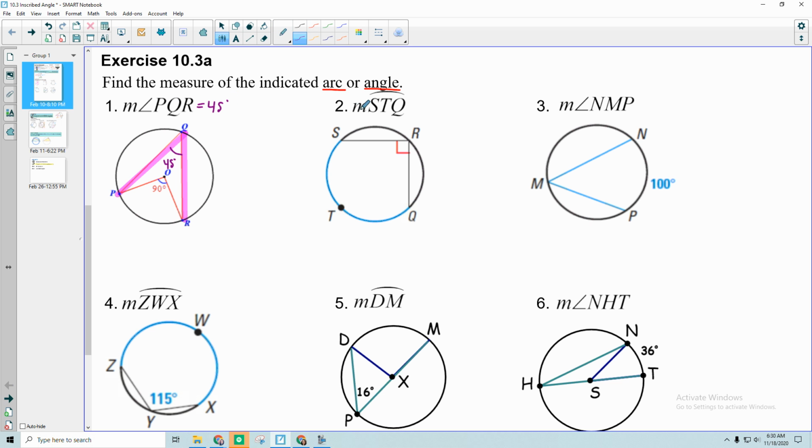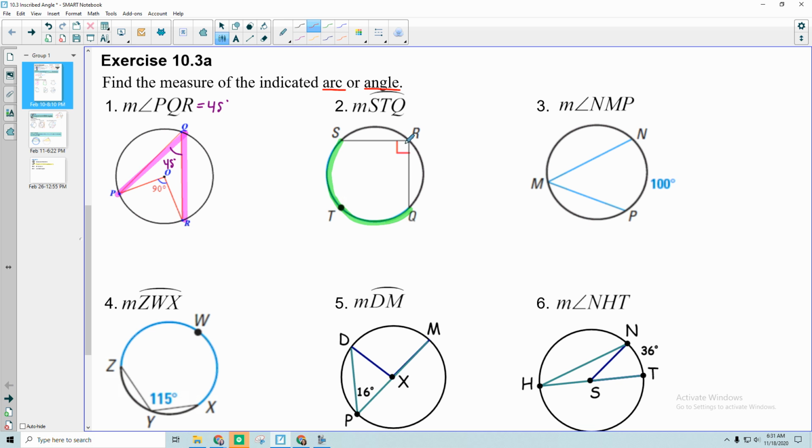All right, next one. This one, we're finding the measure of an arc, because we can see that arc symbol over the top of the letters. So it's arc STQ, and it's highlighted here. Notice that it uses 3 letters, so this is a major arc, or it might be a semicircle.